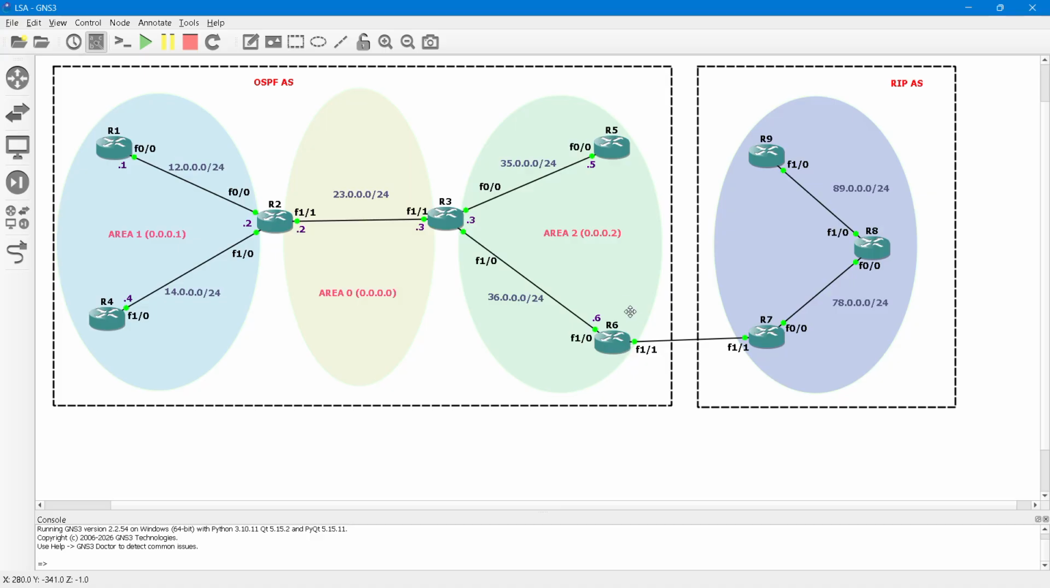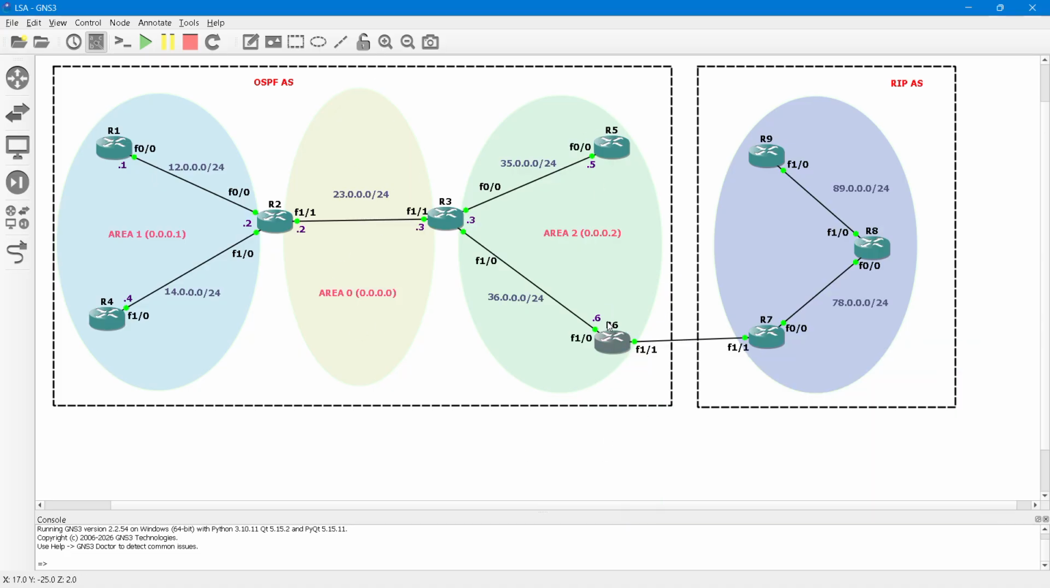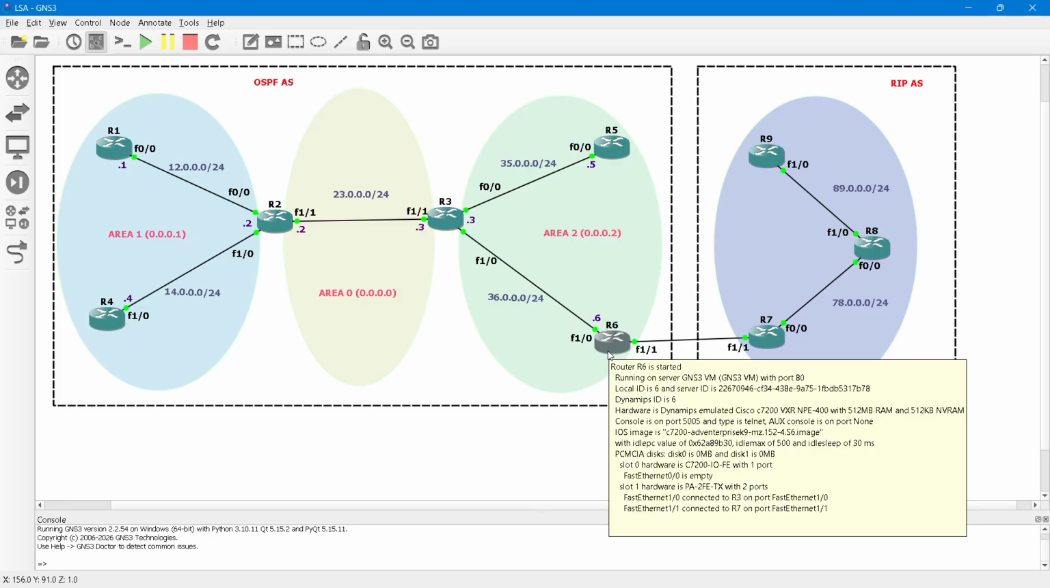So when R6 communicates, it will generate a type 5 LSA, that is the external LSA, as an ASBR. Right. Now the scope of the type 5 LSA is the whole autonomous system, so it will send its own type 5 LSA to other routers. Now the question is, if we talk about R6, how many types of LSAs will it generate?